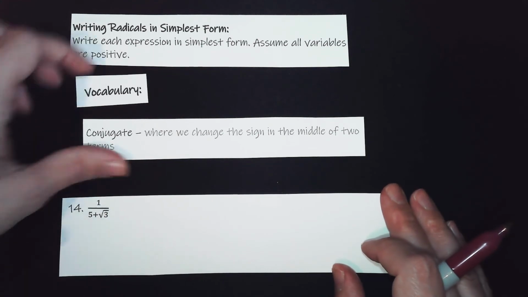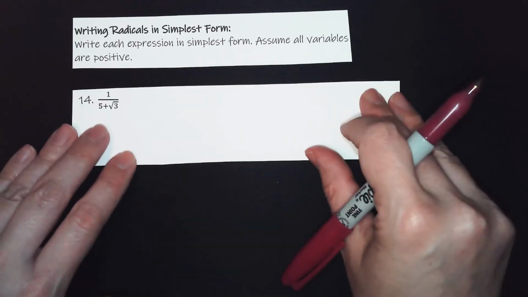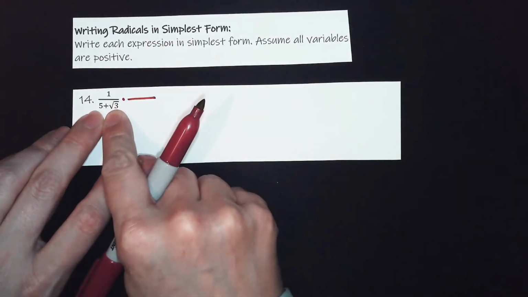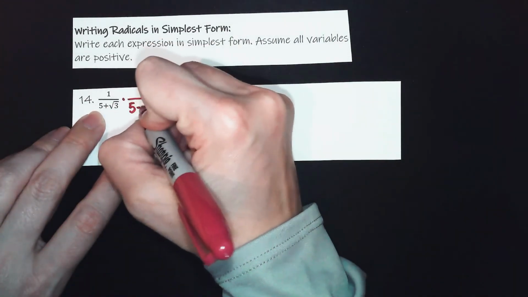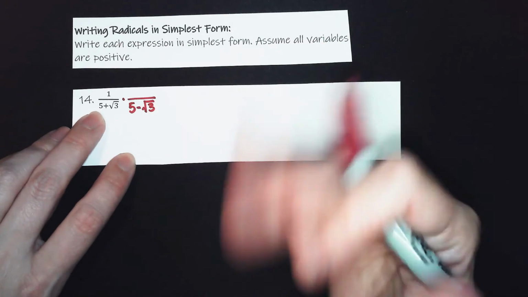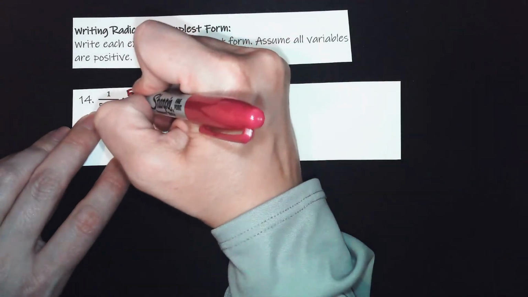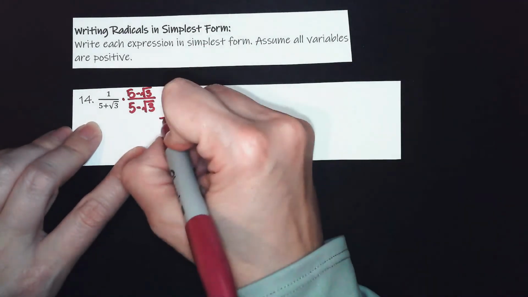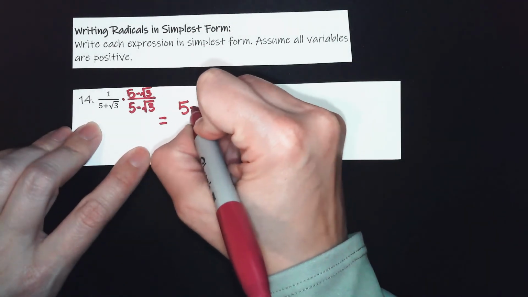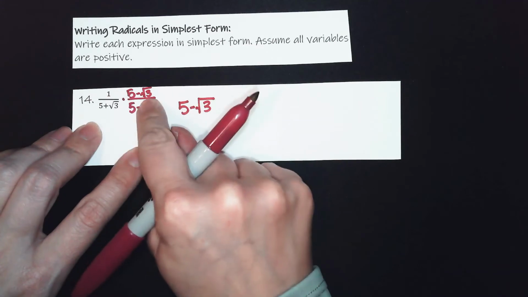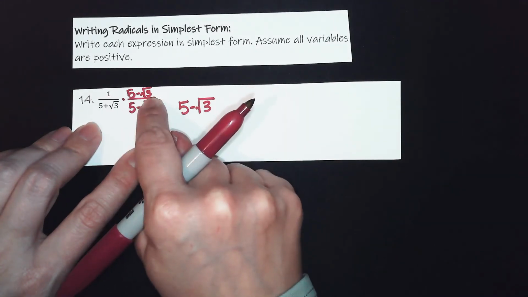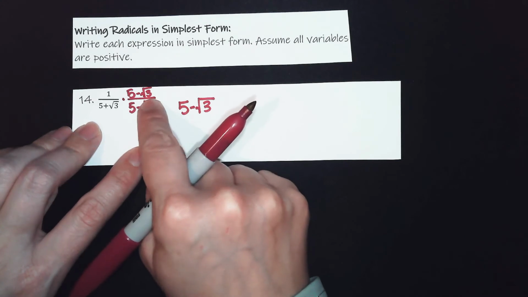So I need to multiply the denominator by the conjugate of 5 plus square root of 3. It'd be a 5 minus square root of 3. But if I multiply the denominator, I have to multiply the numerator. So that leaves me with the numerator of 5 minus square root of 3, because 1 times all of that. You take 1 times 5, and 1 times negative square root of 3.